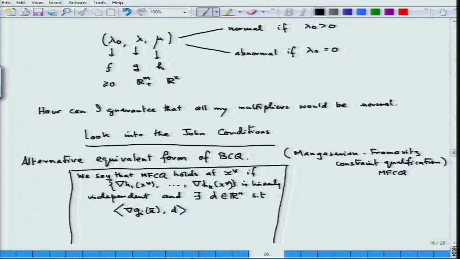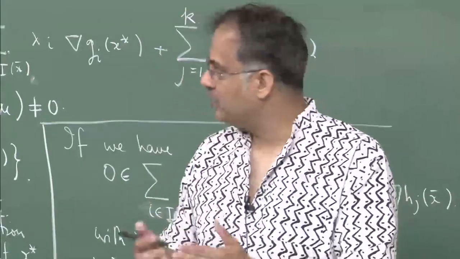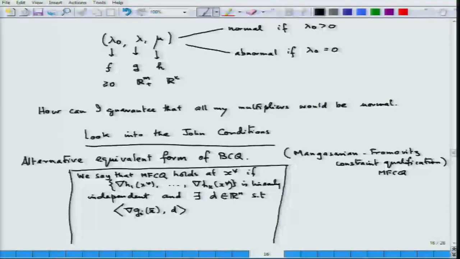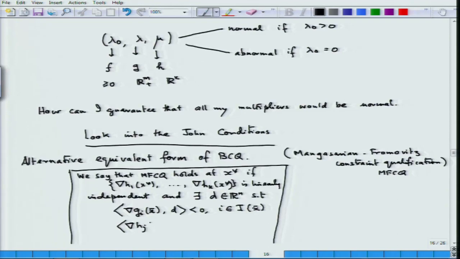Actually these are nothing but applications of the separation theorem. But we have not done the separation theorem in as great detail as we have done in the convex optimization course. So we would just show the theorem of the alternative that is used to come from BCQ to MFCQ. So I(x star) is the same as the I given on the board, sorry, not x bar, it is x star.